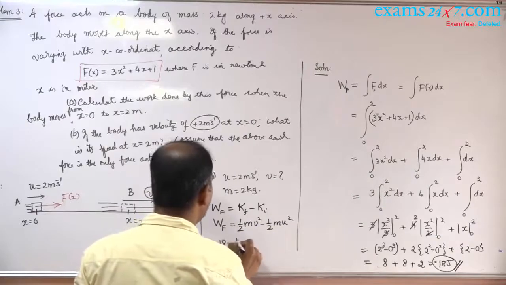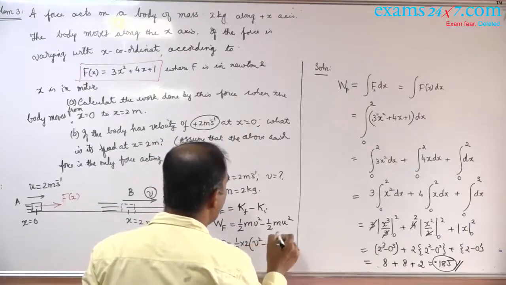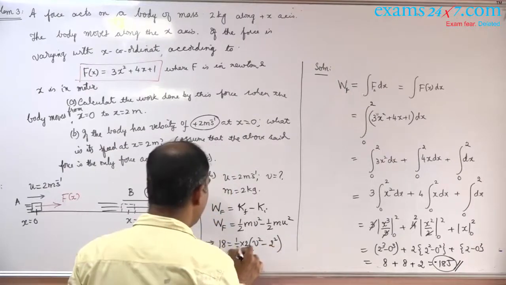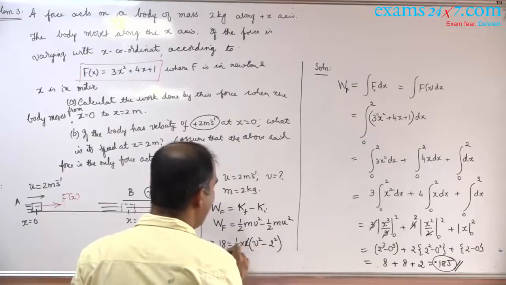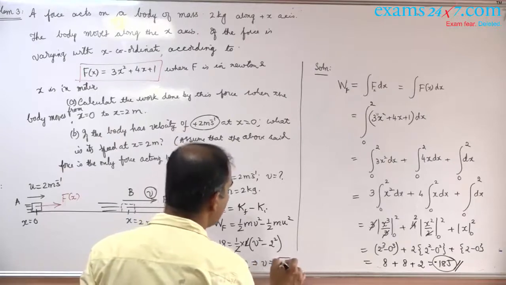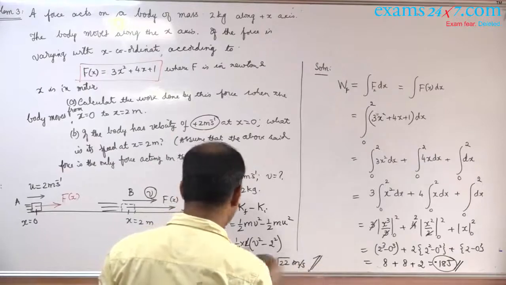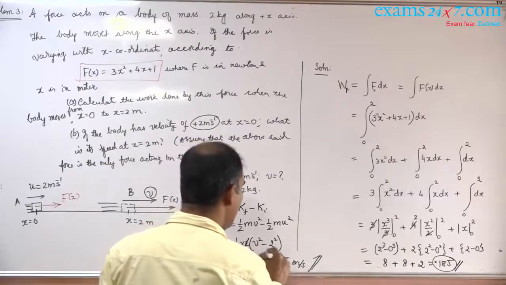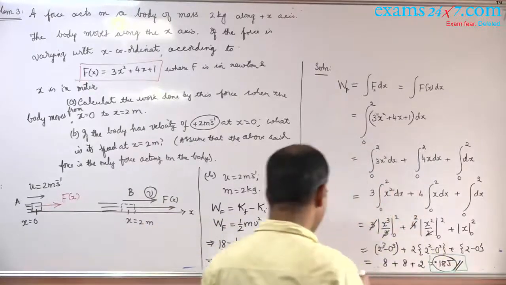So 18 equals half times m, which is 2 kilos, v square is unknown, minus u square, which is 2 square. So you find 2 and 2 cancelling out. So v square happens to be 18 plus 4, which is 22, or v is square root of 22 meter per second. And actually we are done with the problem. If you have the calculator, you can find the exact value of this. This is the answer for the second part, and this is the answer for the first part.